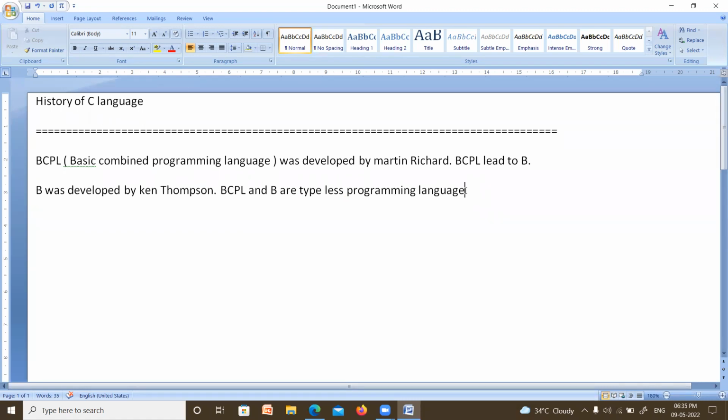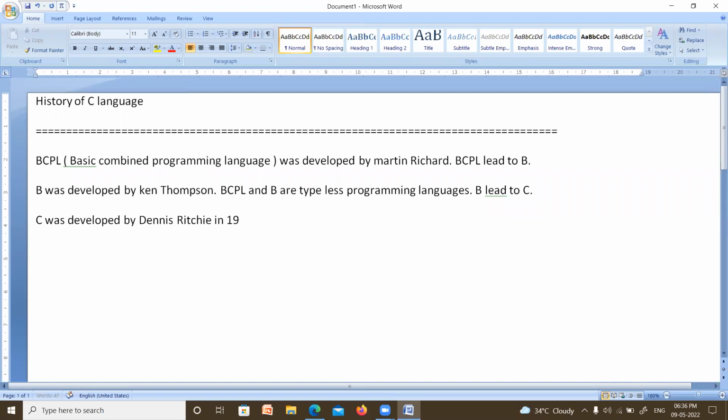After that, there is a person. His name is Dennis Ritchie. He introduced a new programming language and he introduced data types also. From B, they developed the C language. B led to C. C was developed by Dennis Ritchie.